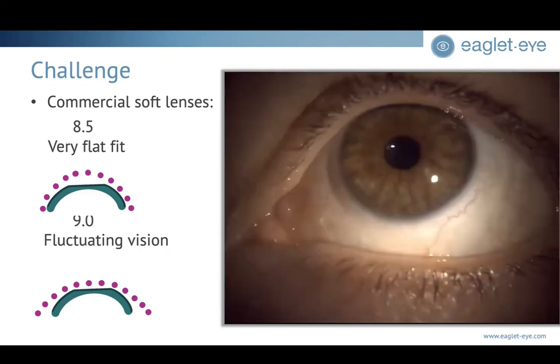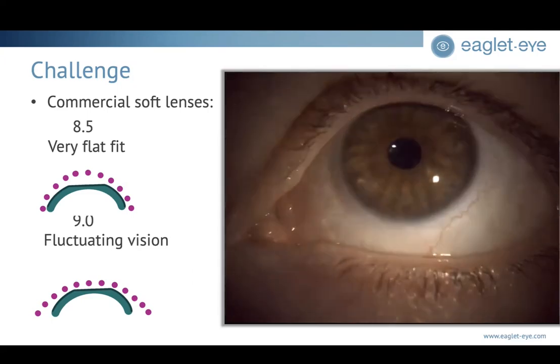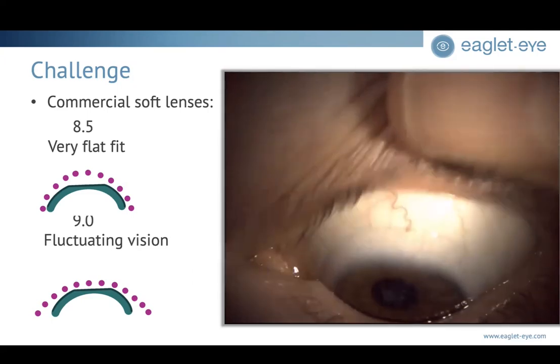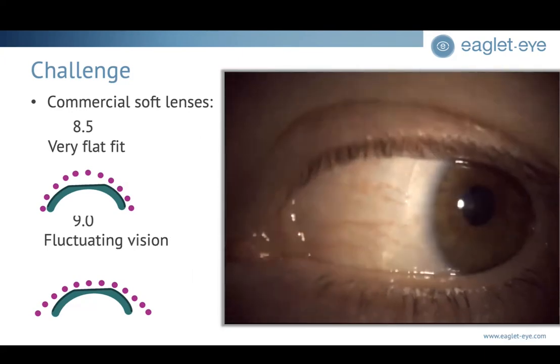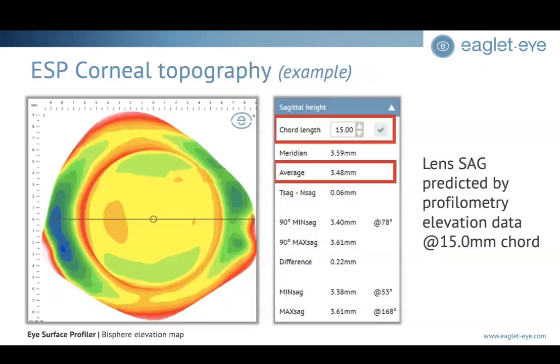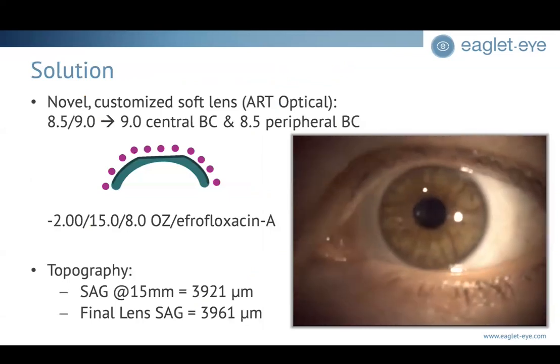This is a diagram on the left that shows what I'm talking about, where if we have two curves, an 8.5 is too steep in the center and too tight on the sides. A 9.0 below fluctuates because it's too flat in the center where the sides are flopping in the wind. What we can do with ocular surface profilometry is take sagittal height measurements to better fit an eye with custom lenses, or choose lenses that are commercially available, knowing that we have guides that tell us exactly how high those lenses are. In this case, we used sagittal height measurements along with refractive error, et cetera, to design dual base curve lenses.